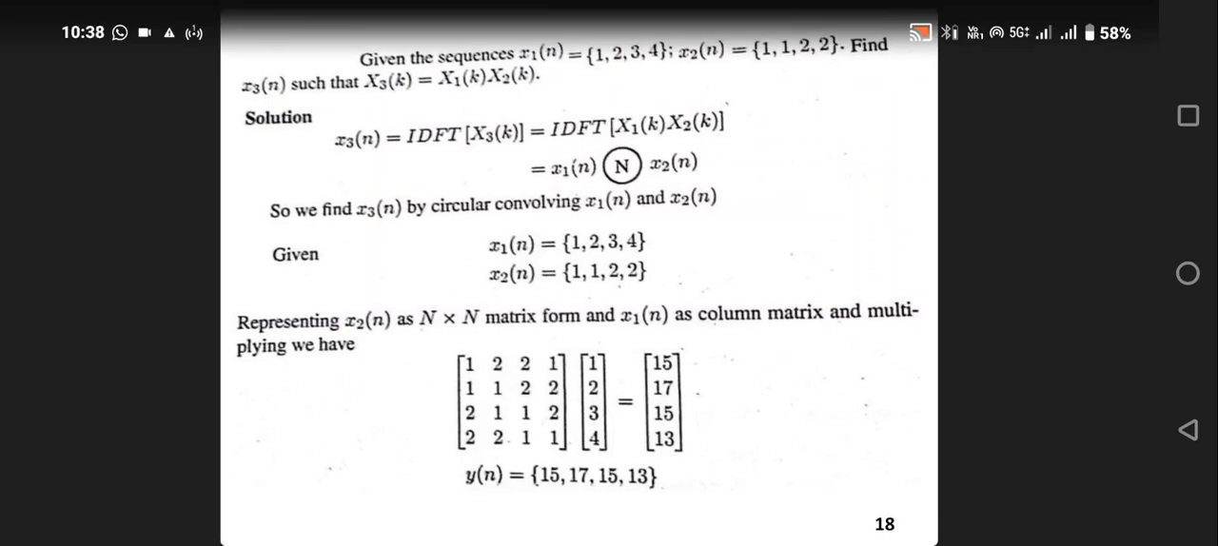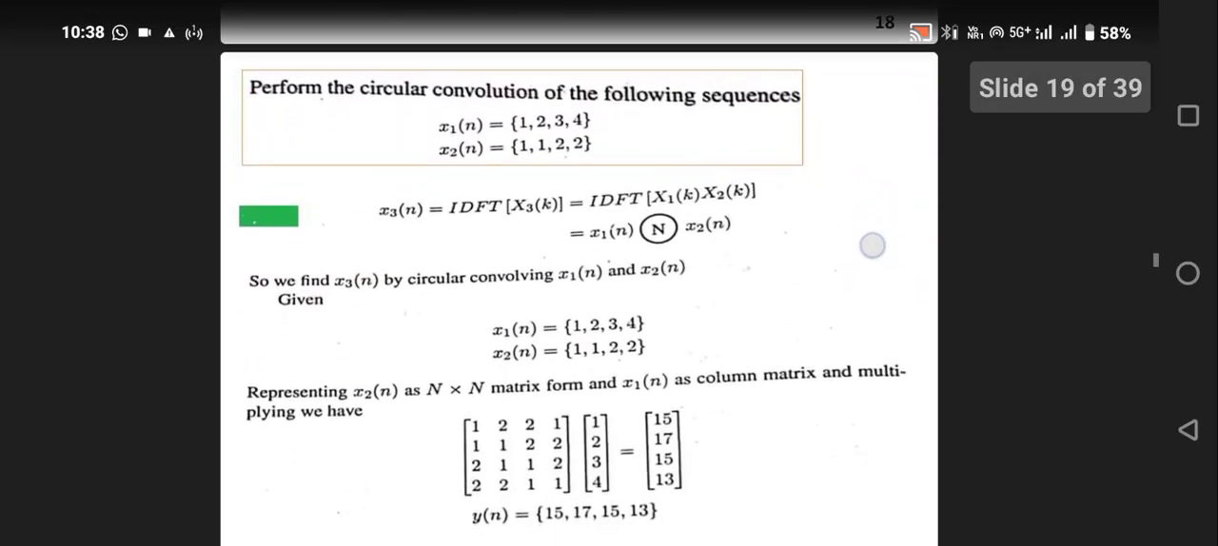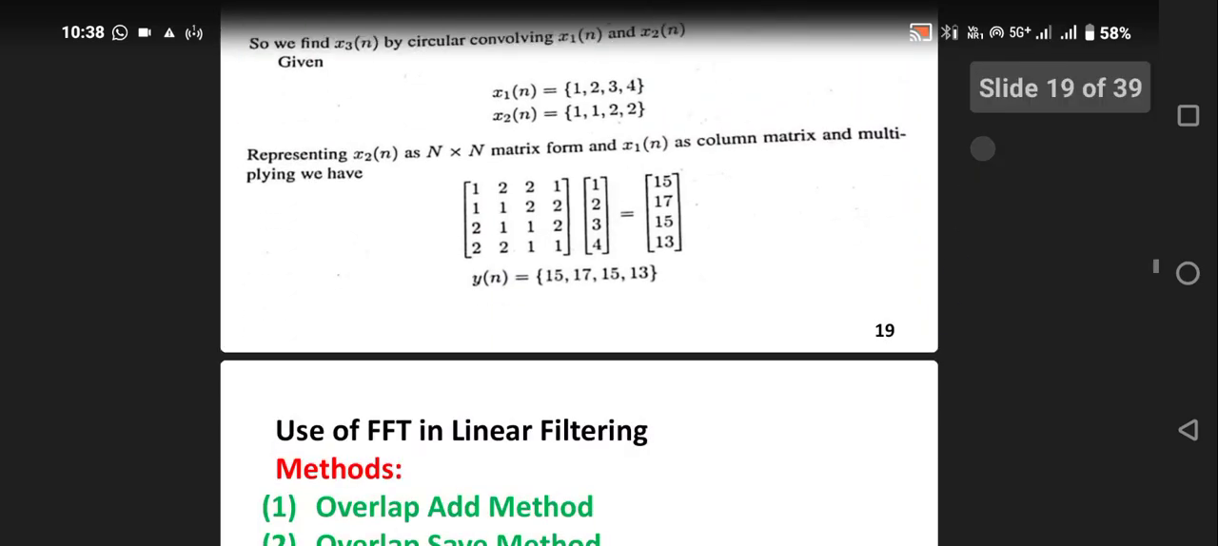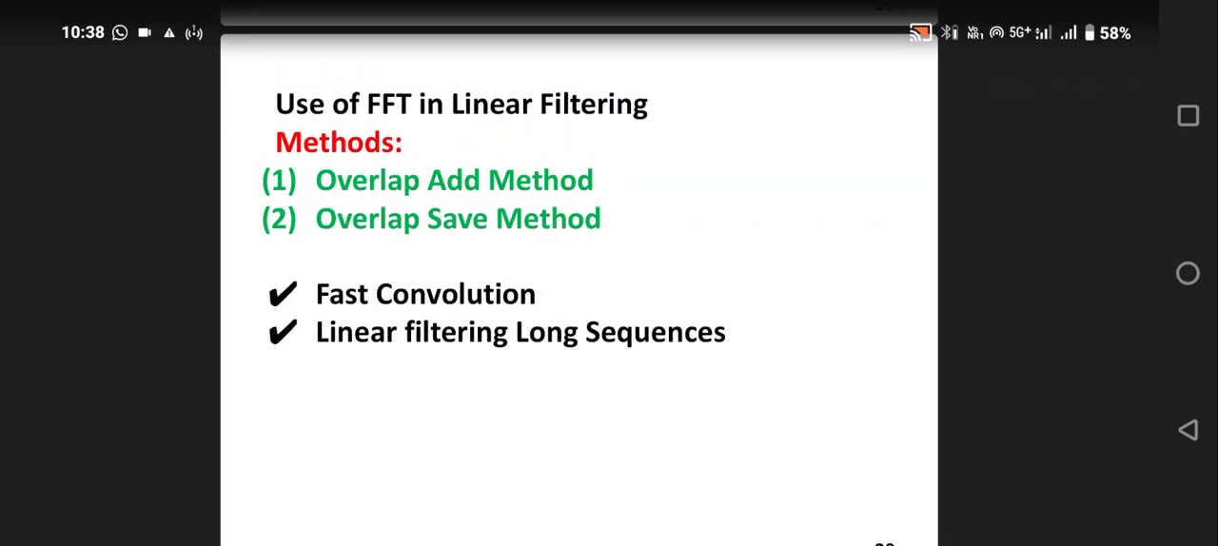One more problem using matrix multiplication. Circular convolution operation for the sequences x1 of n equal to 1, 2, 3, 4 and x2 of n equal to 1, 1, 2. After performing the circular convolution, the answer is obtained with the use of the matrix method.